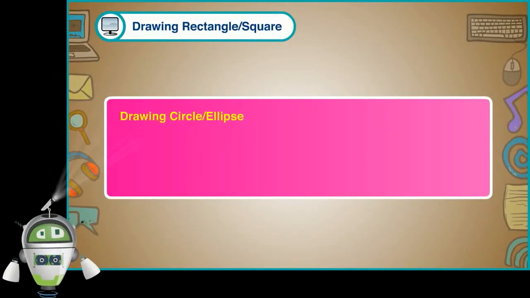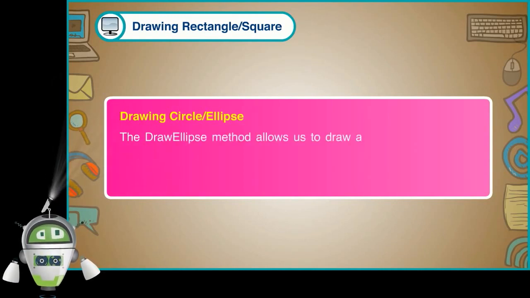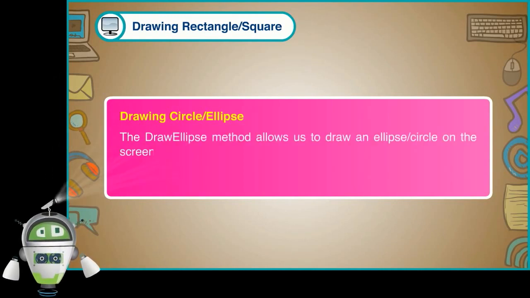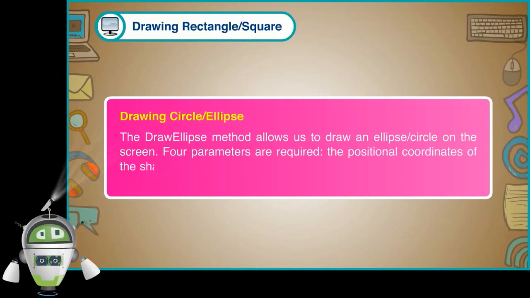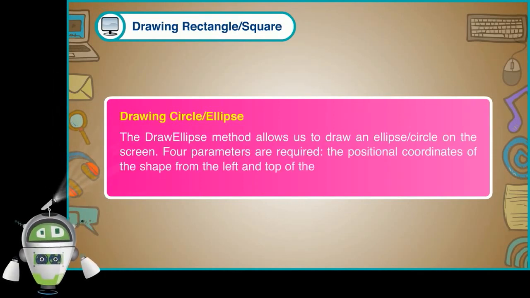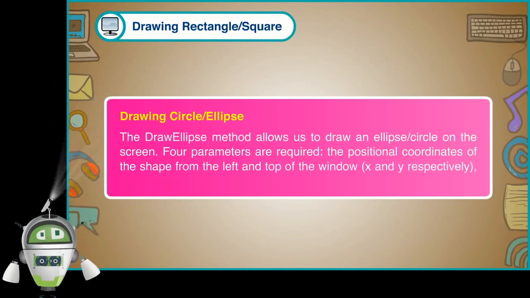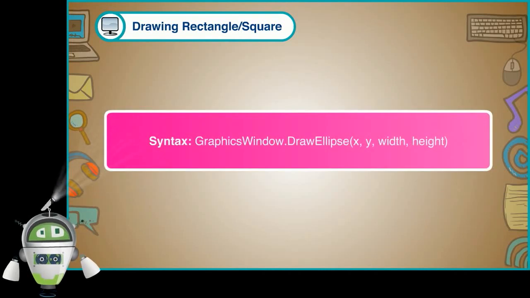Drawing circle or ellipse. The draw ellipse method allows us to draw an ellipse or circle on the screen. 4 parameters are required. The positional coordinates of the shape from the left and top of the window, X and Y respectively, and the ellipse's width and height. Syntax: graphics window dot draw ellipse X, Y, width, height.